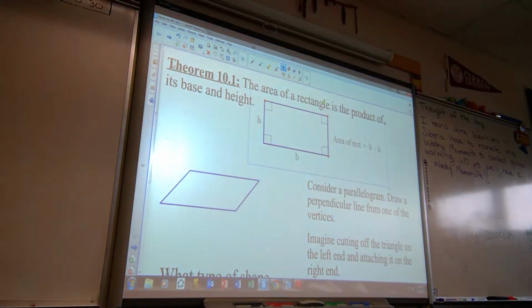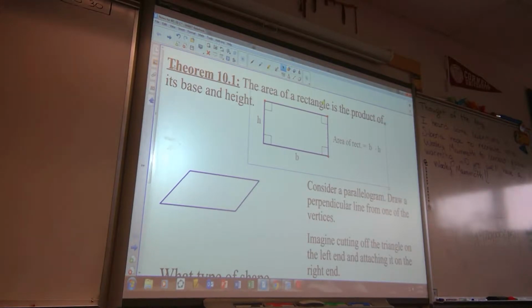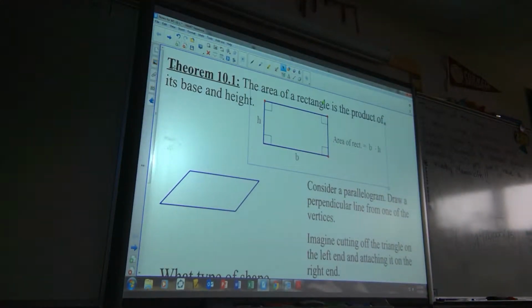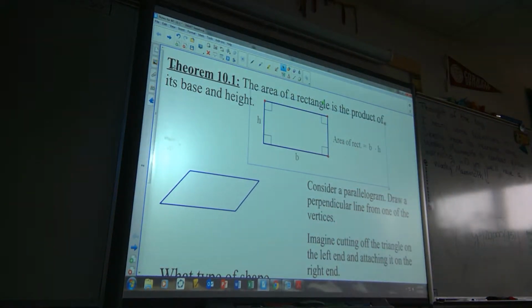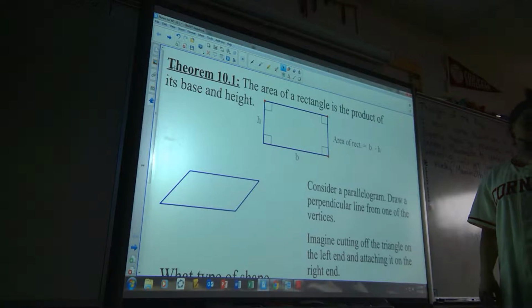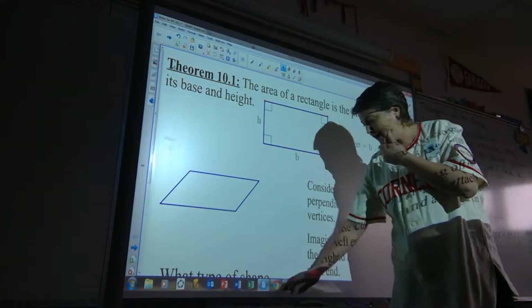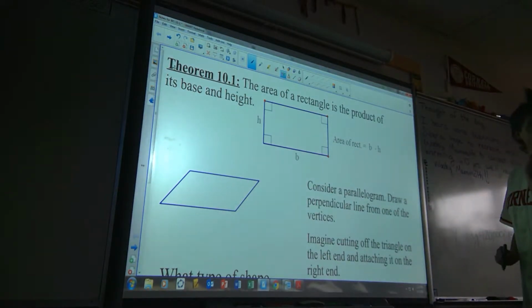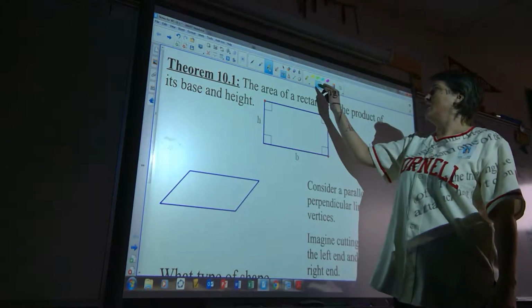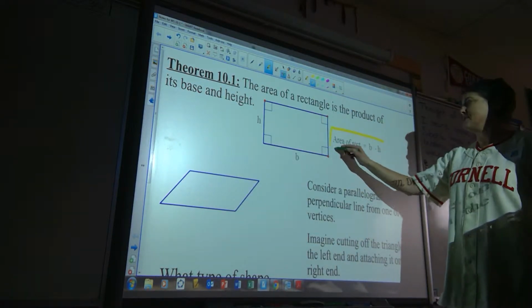Alrighty. So area, we're gonna start today with rectangles, squares, parallelograms, and then triangles. And so I do think that you will know these formulas already. So if we are being asked to find the area of a rectangle or a square, we hopefully all understand that that is base times height.